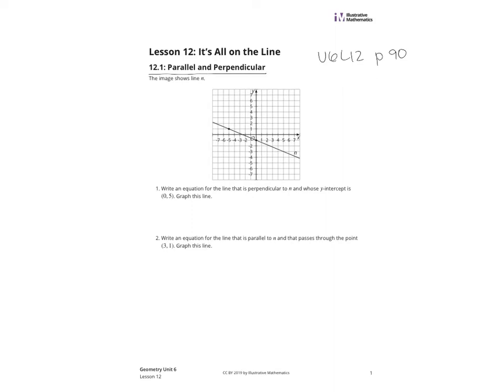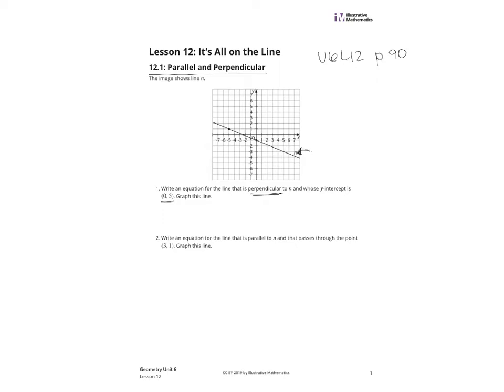In this problem, the image shows line N. You can see the name of it right here, referring to the line on the graph. It says, write an equation for the line that's perpendicular to N and whose y-intercept is (0, 5). First, I need to figure out the slope of N so I can figure out the slope of a perpendicular line. So let's do that.